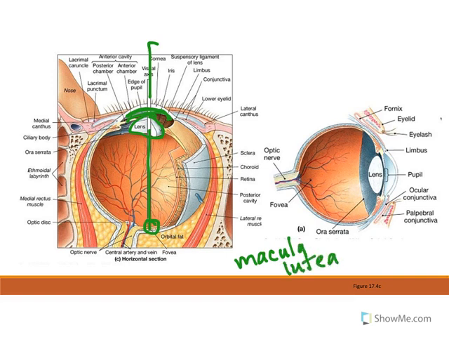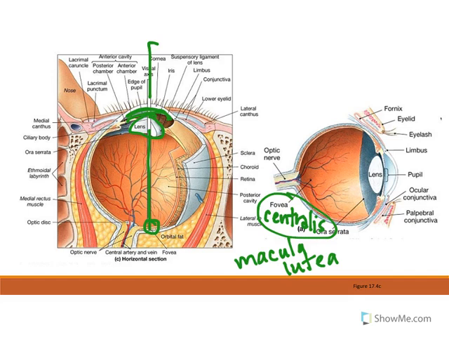At the center of it, you have the fovea centralis. This is the area of your eye that has the highest visual acuity. It has no rods, it just has cones. So if you want to see something the clearest, you look at it straight on and it goes to that area. You notice things in your peripheral vision are hazier. It's not as clear. So this is where we want to focus those light rays.